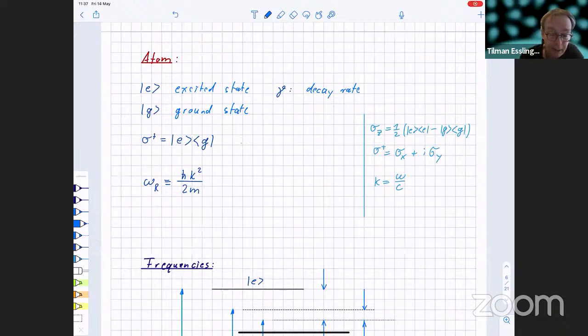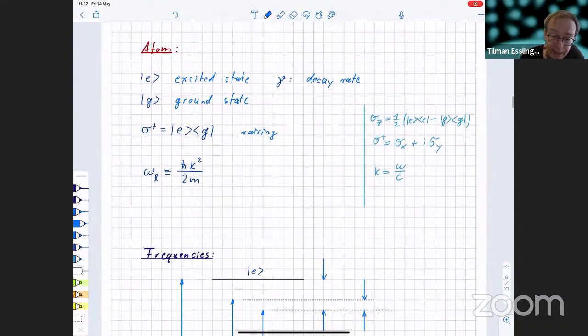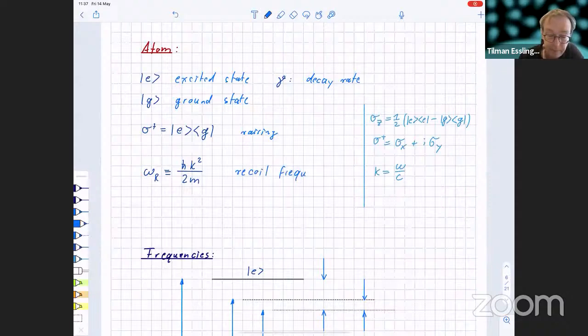And then, okay, this is a raising operator. And one energy scale, as I mentioned before, since we will take into account the motion of the atoms, the characteristic energy scale is the recoil frequency. That is kind of the energy if the atom gets the momentum kick of a single photon. That gives the energy scale, and m here is the mass.